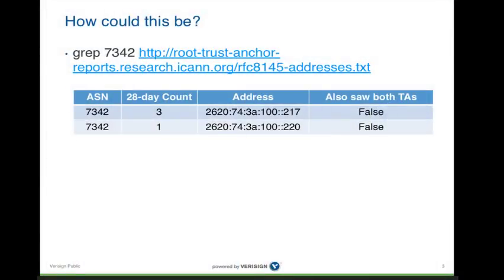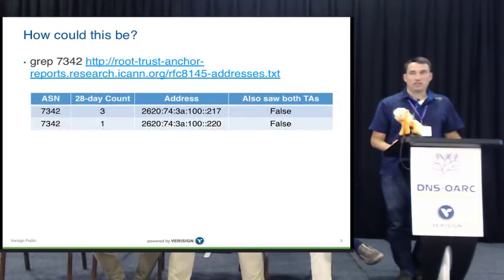We take accusations of problems very seriously at VeriSign, especially when they come from ICANN. So we looked at this a little bit further. How could this be? ICANN did publish all IP addresses that they saw that were emitting this data. And sure enough, when we looked at one of our ASNs, 7342, we saw a few instances of our IP addresses sending this trust anchor signal. So we wanted to know, how could this be? We do run our own recursive service, and those IPs were associated with our own recursive service.